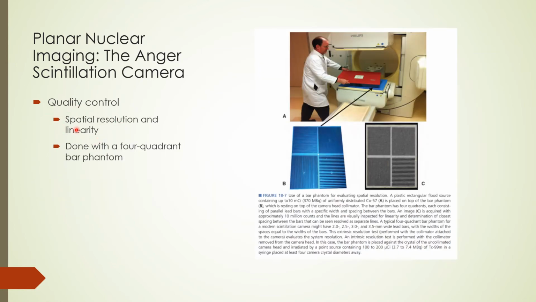Spatial resolution can be done intrinsically with a point source and a 4-quadrant bar phantom, or extrinsically with a flat source, the 4-quadrant bar phantom, and the collimator in place. The image shows a flat source, the red sheet, and a 4-quadrant bar phantom, the blue sheet. The grayscale is the acquired bar phantom image. Spatial linearity can be evaluated at the same time with the 4-quadrant bar phantom or with a separate linearity phantom.